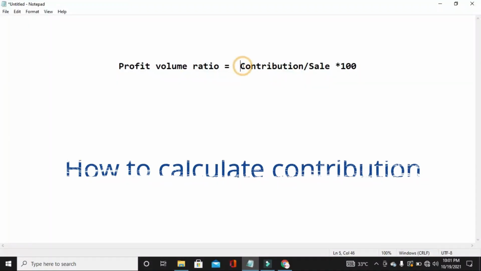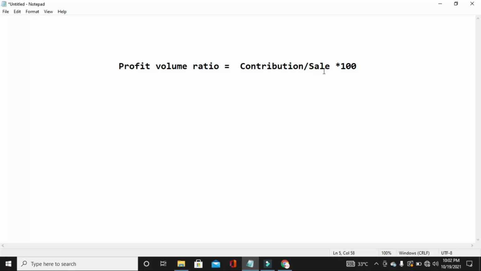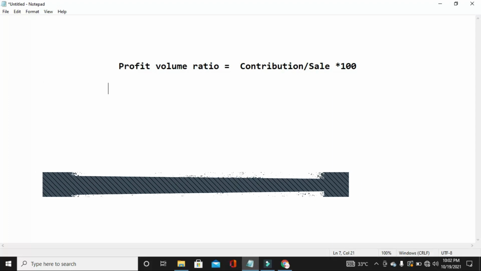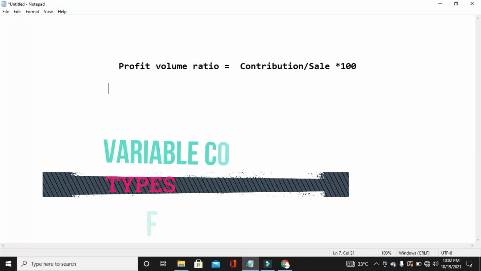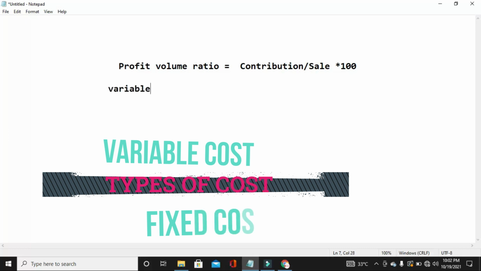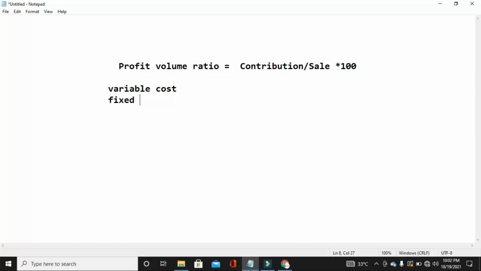So let's know how we can calculate profit volume ratio and how we can calculate contribution. So let's know what contribution actually is. Guys, as we know, we consume two types of cost in the production department, and we discussed these costs in our previous video. One is variable cost, and the second is fixed cost. Variable cost is the cost which fluctuates with the level of productivity, and fixed cost is the cost that doesn't vary with the level of productivity. It is not affected by variation in our production.